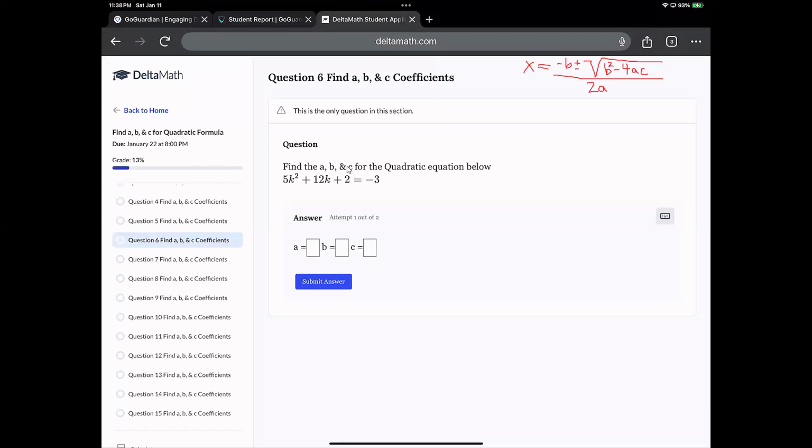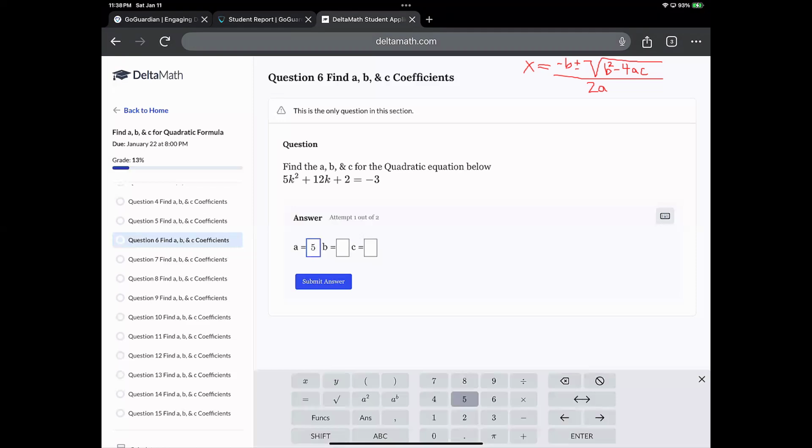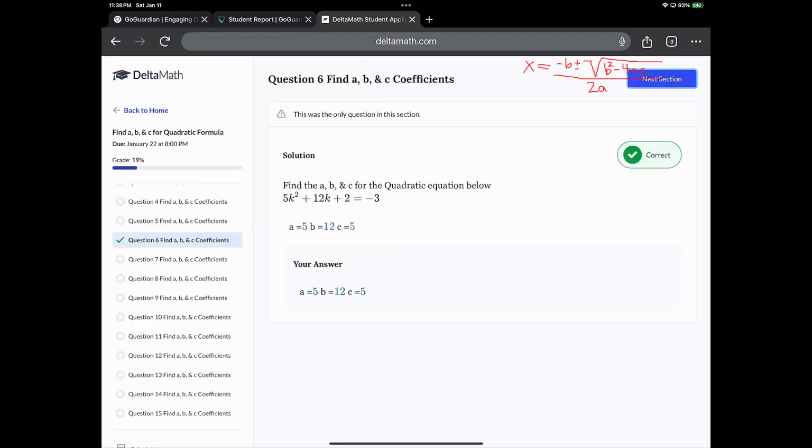All right, now this one, it's the same thing. Even though it's got k squared, this is a quadratic equation, but it's not equal to 0. So we're going to have to take that -3 and add it to the other side. So all we're going to do is add 3 to this side and then add 3 to this. So we're going to have 5k squared plus 12k, and it's going to be 2 plus 3, and 2 plus 3 is 5. So our first coefficient is 5. The second coefficient is 12. And the third one is going to be 5 because we took that -3 and moved it to the other side. Submit it. All right, done. Okay, let me jump around and do another one.